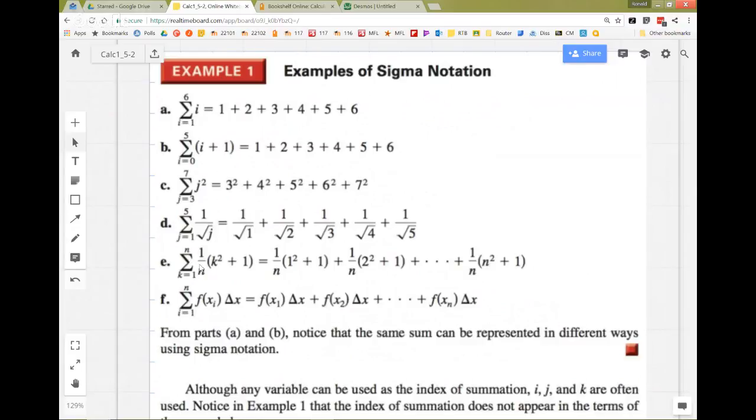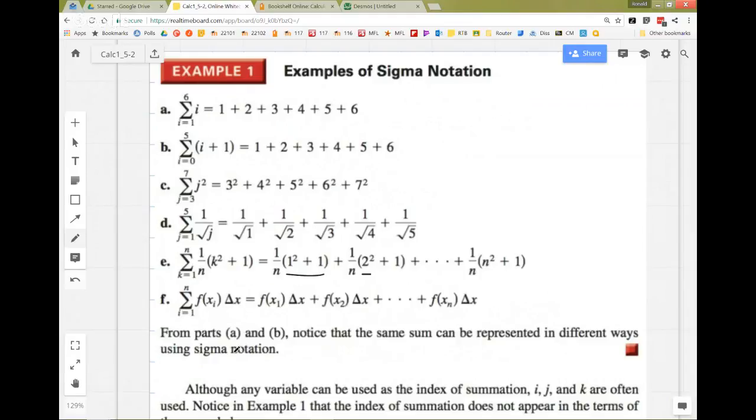So when it says find the sum of 1 over n times the quantity k squared plus 1, first thing we're going to do is replace k with a 1. That's what they did right here. And then next term, replace k with a 2. And keep going until k is an n. Anyway, I'm trying to get you used to the notation here.